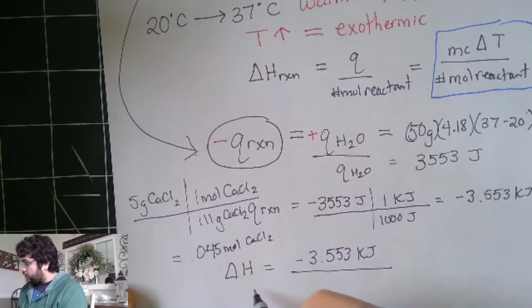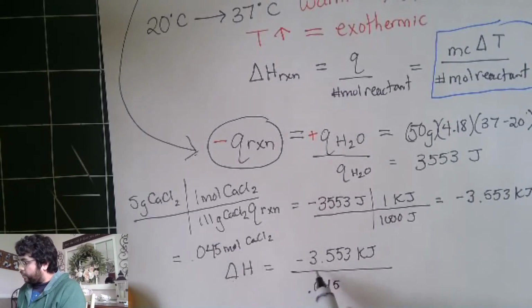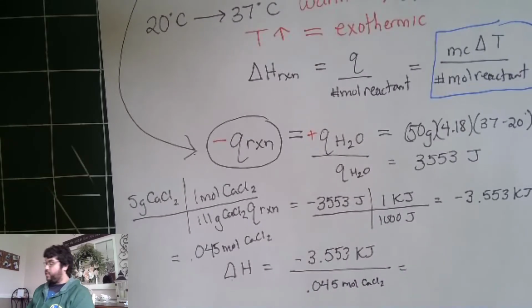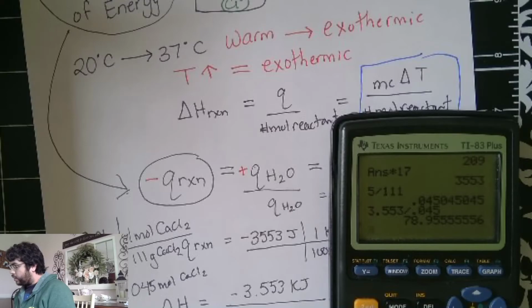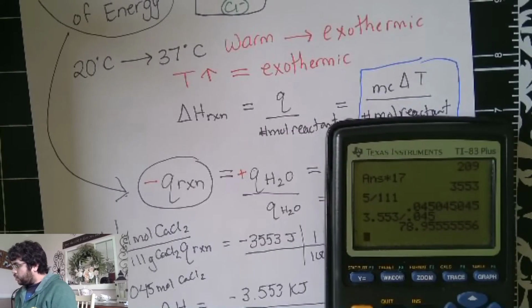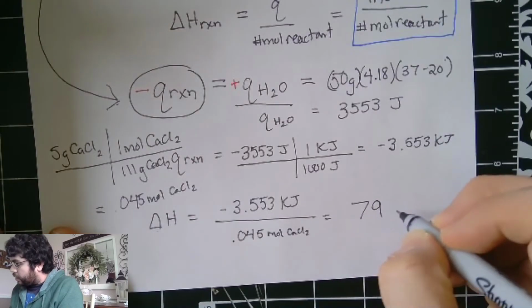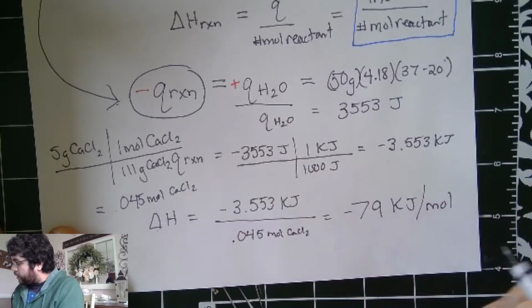All right. So delta H is equal to negative 3.553 kilojoules per 0.045 moles of CaCl2. Just do the division. So 3.553 divided by 0.045, and we get 78.95. Let's just go with 79. Let's just use two sig figs. So 79 kilojoules per mole. But that negative is important to keep in there. So negative.